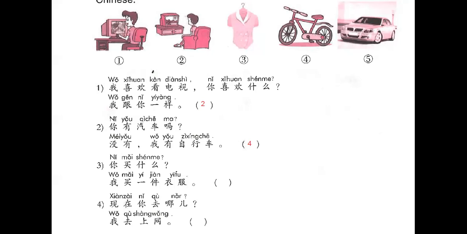你买什么? What do you buy? 我买一件衣服. I buy a piece of clothes. So number 3, we have this piece of clothes here. So we choose this one.